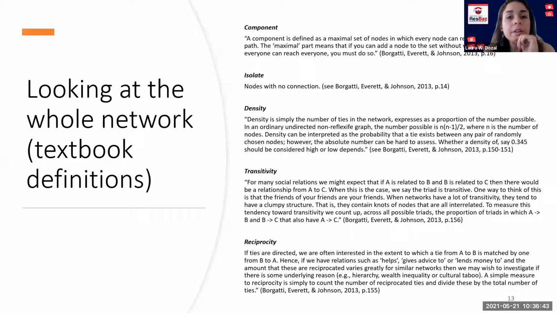Just as promised earlier, here are textbook definitions for all of these concepts, so you can look further into it later on in your research.